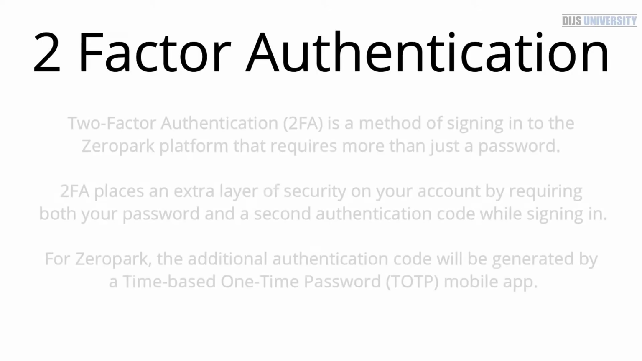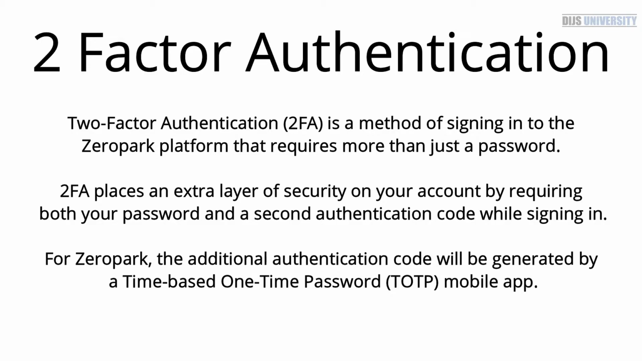Two-factor authentication is a method of signing into the Zeropark platform that requires more than just a password. Using only a password to sign into a website makes you vulnerable to security threats because the malicious user only needs one piece of information to gain access to your account. So, two-factor authentication places an extra layer of security on your account by requiring both your password and a second authentication code while signing in. So the only way a user can sign into your account is if they have your password and the authentication code from your registered mobile devices.